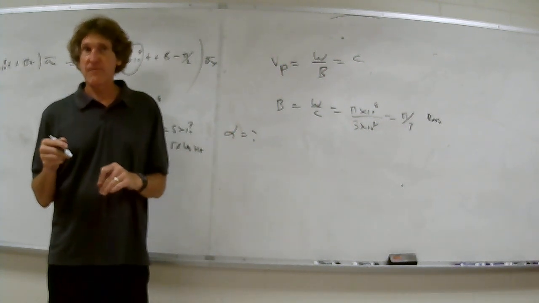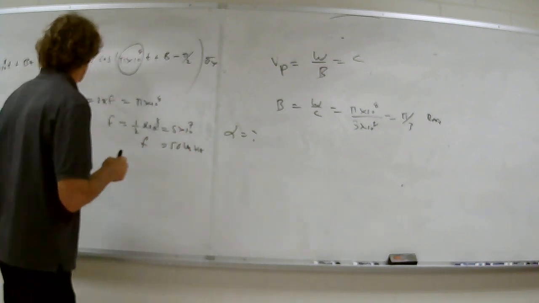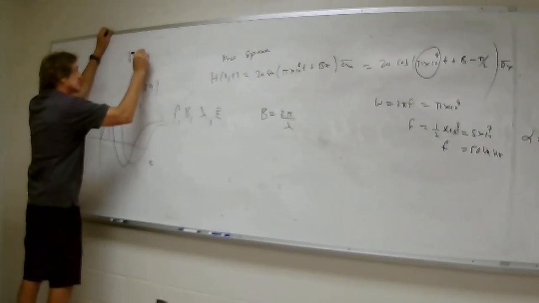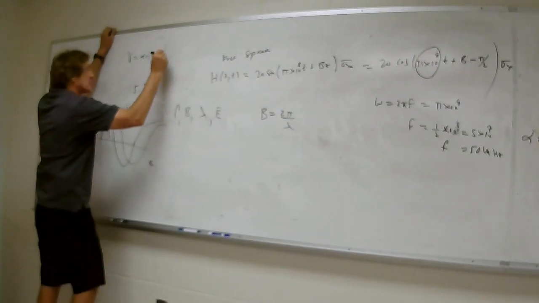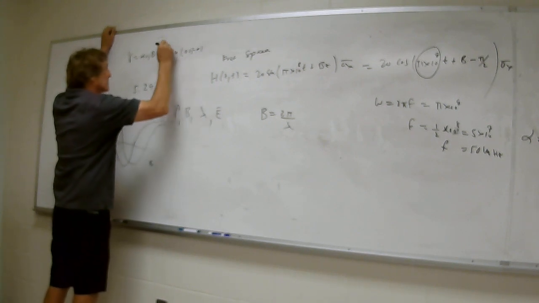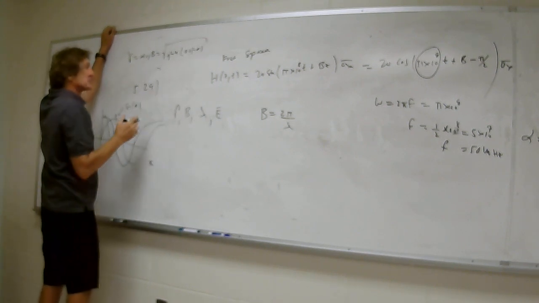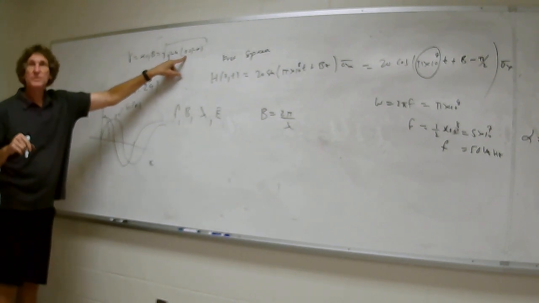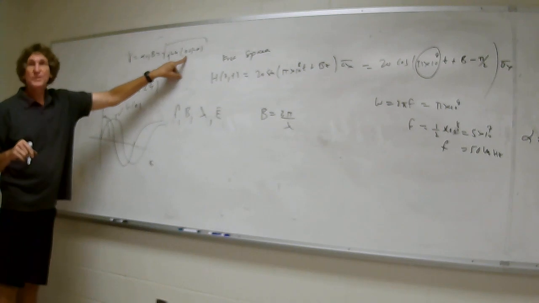Free space. Think about what gamma is, and you're going to see it in a second. What is gamma? It's equal to alpha plus j beta, and it's equal to square root of j omega mu times sigma plus j omega epsilon, right? Well, just think about this. If it is free space, what is the value of sigma by definition? How much conductivity is there in free space? None, right? It's zero.